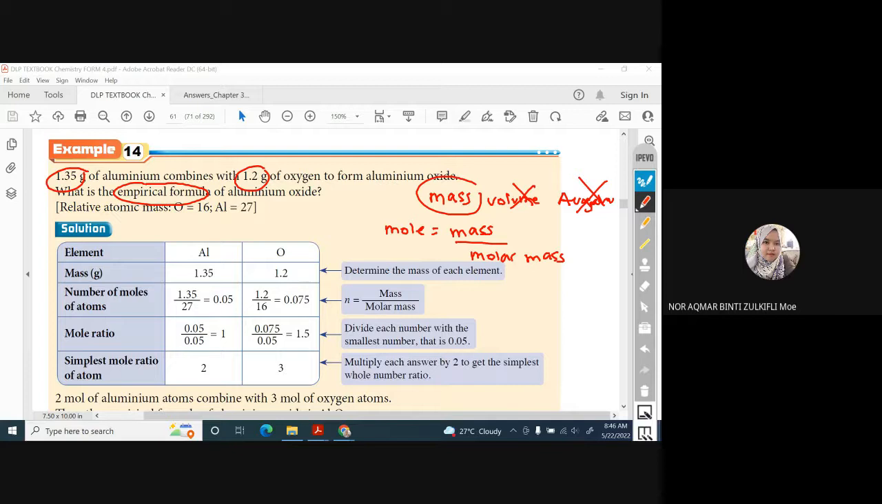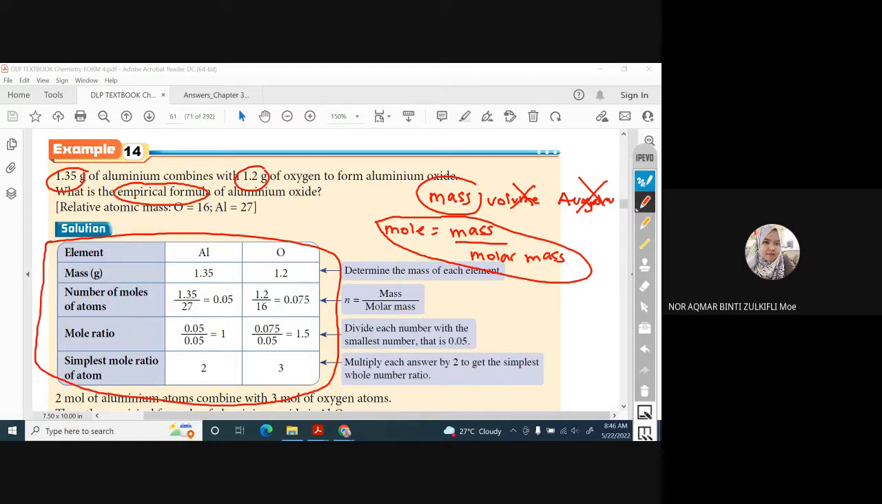Dekat mana penting formula ni? Tengok. Table ni mesti buat kalau exam keluar soalan ini famous question. Ini mesti keluar dalam exam nanti. Ini mesti tulis right table. So you need to memorize the table. You need to memorize the element here, mass, number of mole, mole ratio, simplest mole ratio of atom. Ini kena memorize semua. Means dalam exam memang kena buat exactly like this.